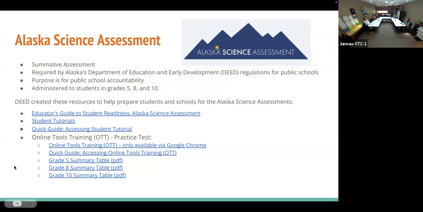And there are separate little student tutorials. And they have special tools for the science tests that aren't on the other tests. Because it's a little different.